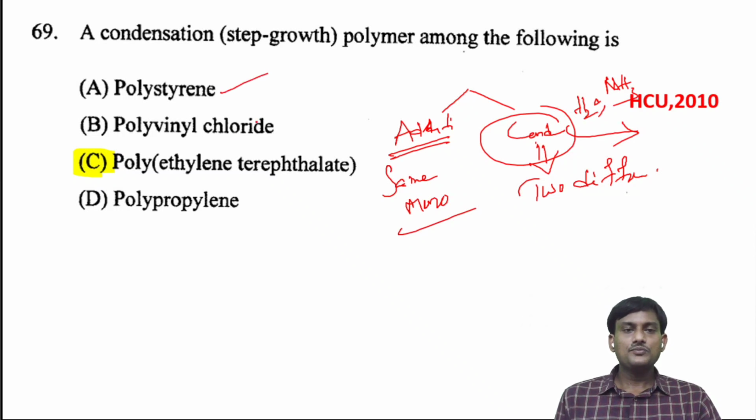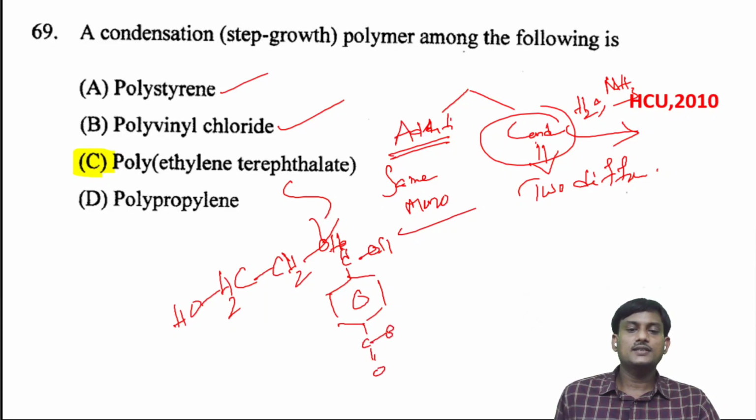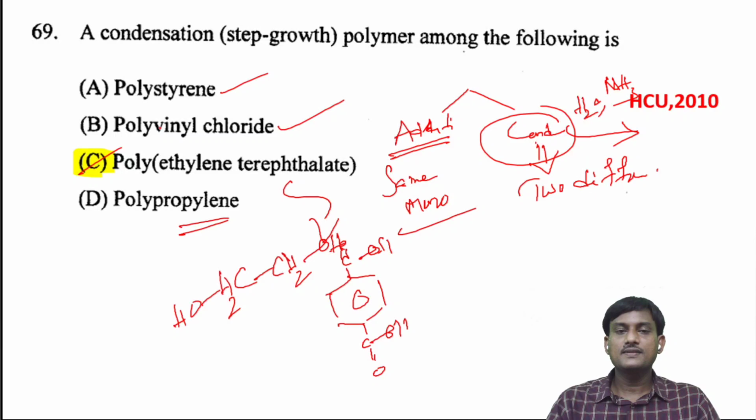Polystyrene: the monomer is styrene. Polyvinyl chloride: vinyl chloride is the monomer. Polyethylene terephthalate: here we have two monomers, ethylene glycol with CH2OH, and also terephthalic acid. This is the copolymer between terephthalic acid and ethylene glycol. Definitely, it's a condensation or step growth polymer. And polypropylene has only a single monomer. So what is the correct option? Polyethylene terephthalate is a condensation or step growth polymer.